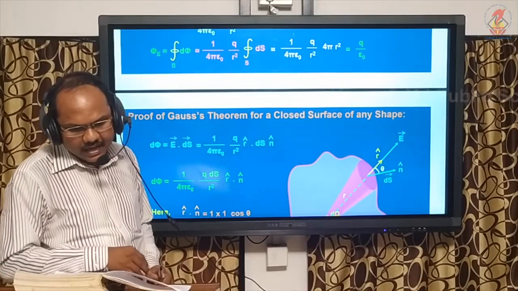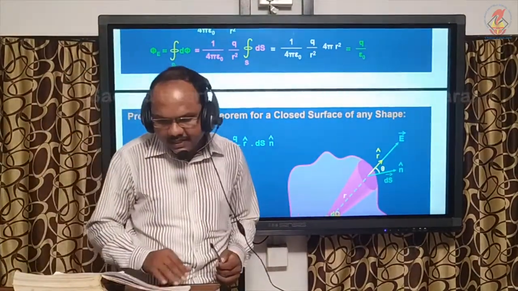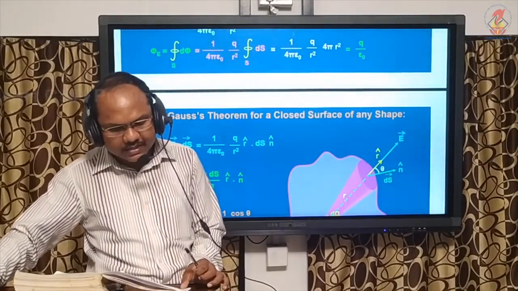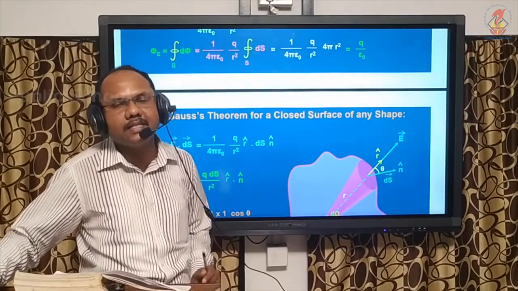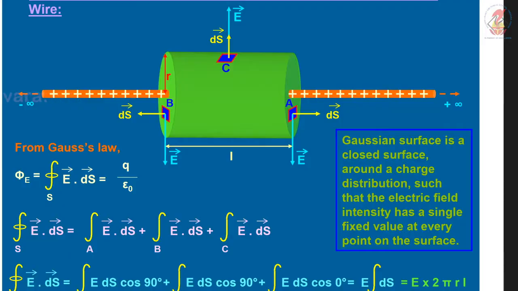Now, let us see how to find the electric field intensity due to an infinitely long straight wire of linear charge density lambda using Gauss theorem. Look at the figure. The orange color line is actually a conductor which is infinitely long, and the conductor is charged positively. We have to find the electric field intensity due to this conductor.